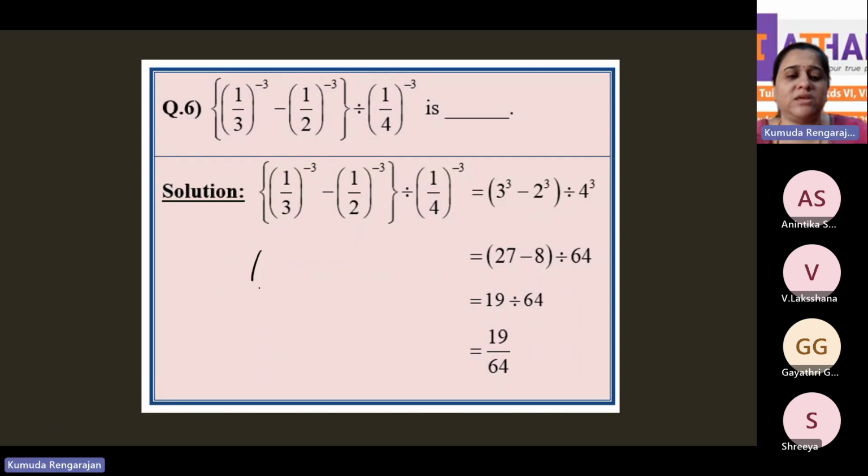Don't simply write 3 minus 2 the whole power 3. No, you must have a rule. If you're writing this, what is the rule? Is there a rule like that? A to the power m minus b to the power m is equal to a minus b the whole power m. Is there a rule like that? No.